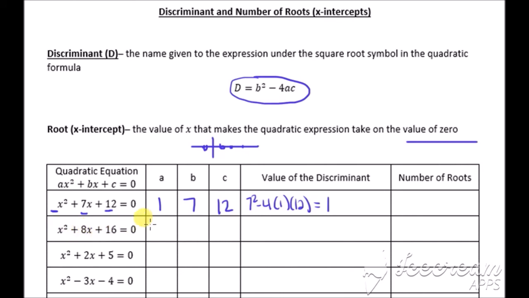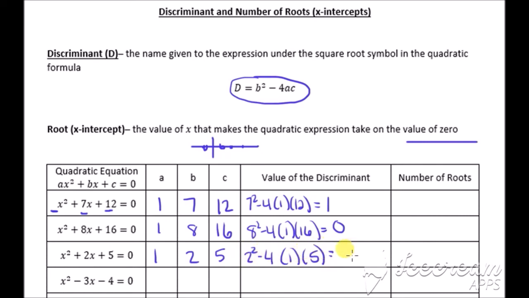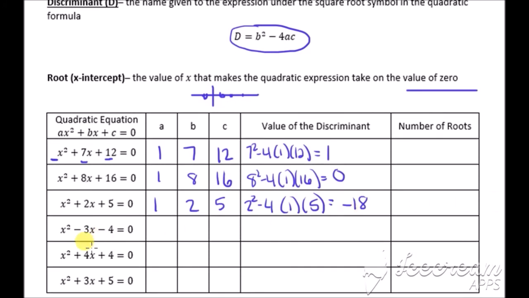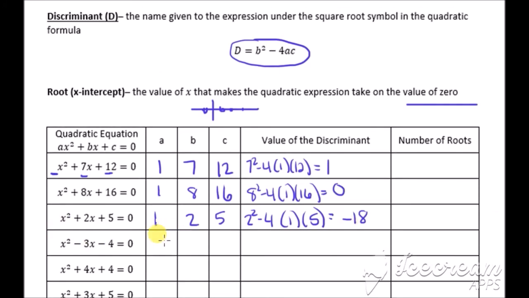Okay, 1, 8, and 16. So b squared minus 4ac. So this is 8 squared minus 4ac. And I get 0. Okay, 1, 2, and 5. I get b squared minus 4ac. So this is 4 minus 20. I get negative 18. 1, negative 3, negative 4.